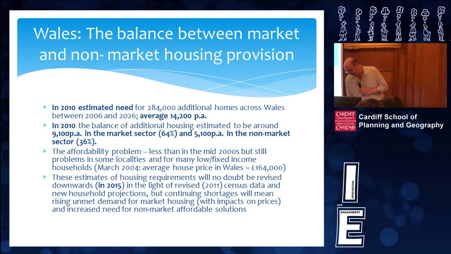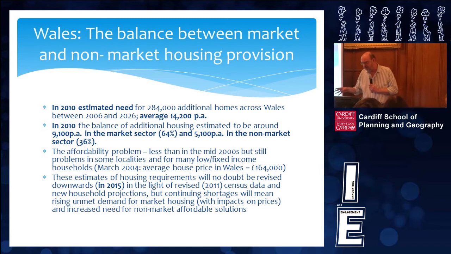What's the evidence that we have in Wales about what the balance of housing provision should be? Well, again, to go back to the evidence that researchers at Cambridge produced in 2010, they estimated that there was a need for something like 284,000 additional homes over a 20-year period. So it's just over 14,000 a year compared with John's 243,000, I think, for England. The figures are much lower. And they broke the figures down, recommending just over 9,000 in the market sector and just over 5,000 in the non-market affordable sector. So about two-thirds and a third.